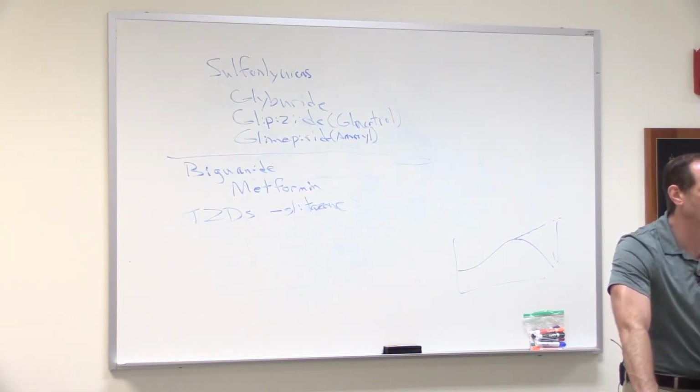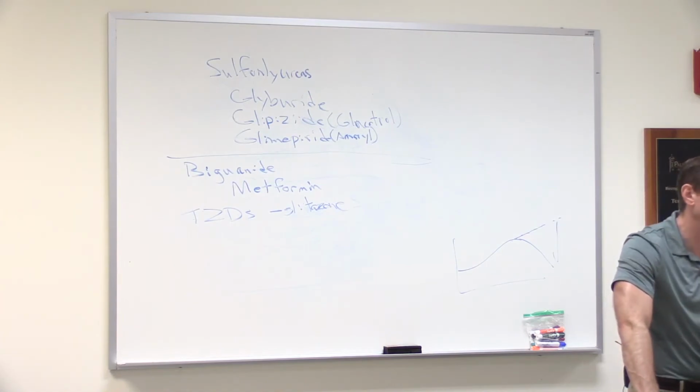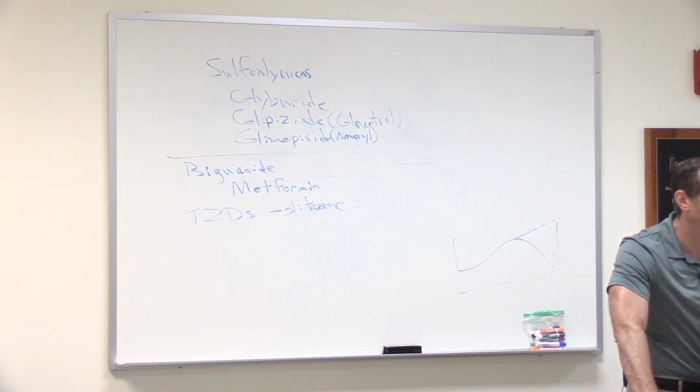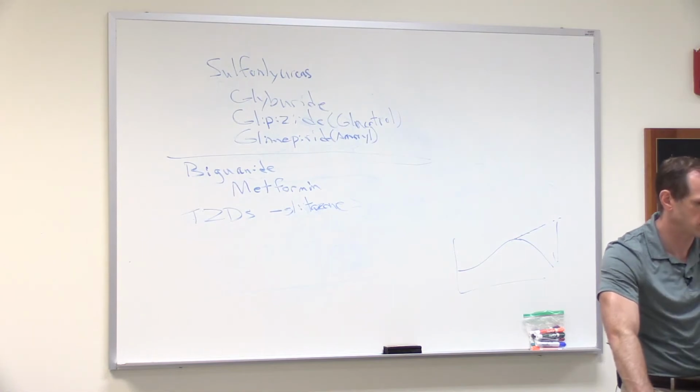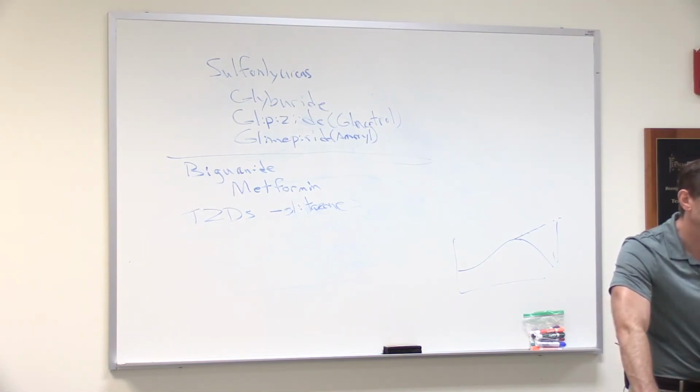Rosiglitazone was put on the market, then taken off the market, and then put on the market again. So I guess it was safe, unsafe, safe again. So these 2 drugs work by reducing insulin resistance. There is a potential for liver damage, so you want to make sure that the patient's liver functions are being monitored. And they have the potential to increase fluid retention.